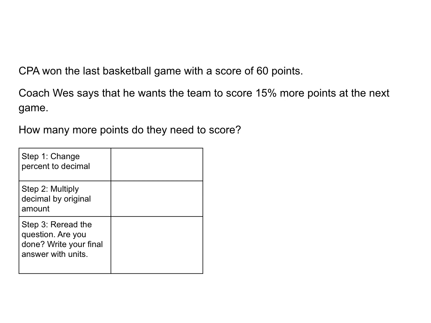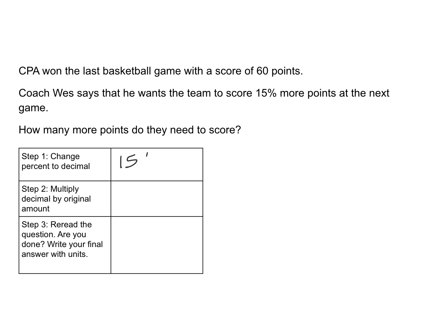Here's our last example. CPA won the last basketball game with a score of 60 points. Coach West says that he wants the team to score 15% more points at the next game. How many more points do they need to score? So we need to figure out what is 15% of 60.